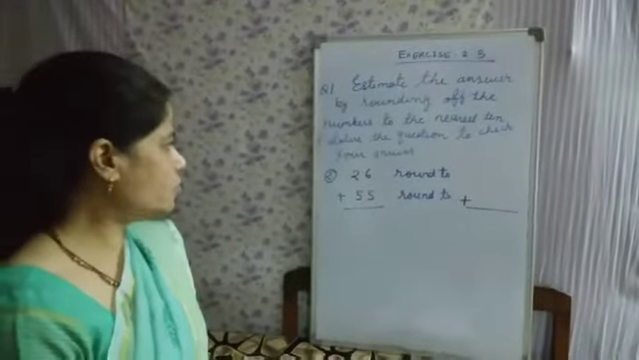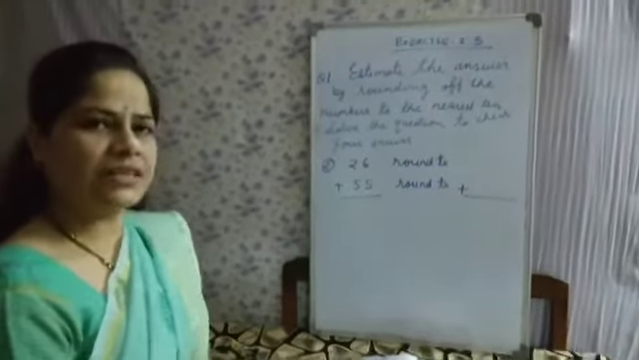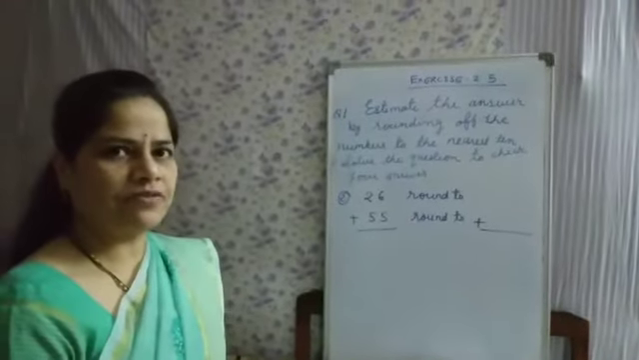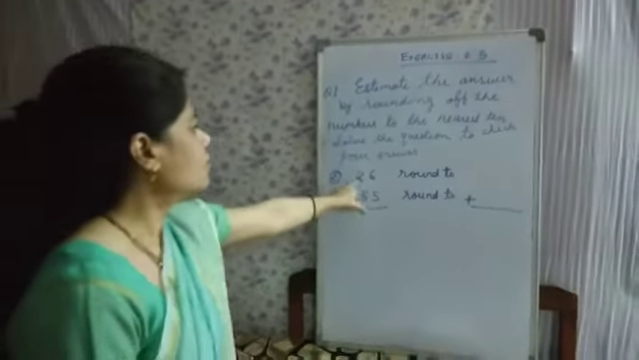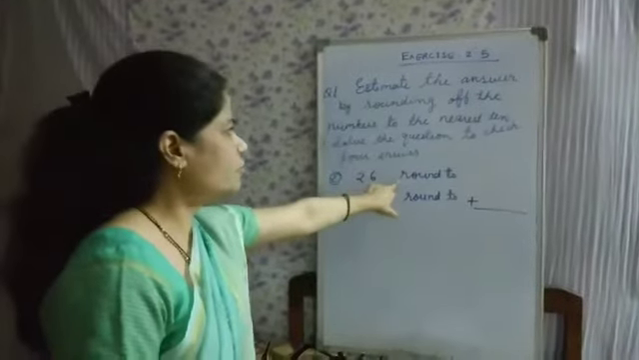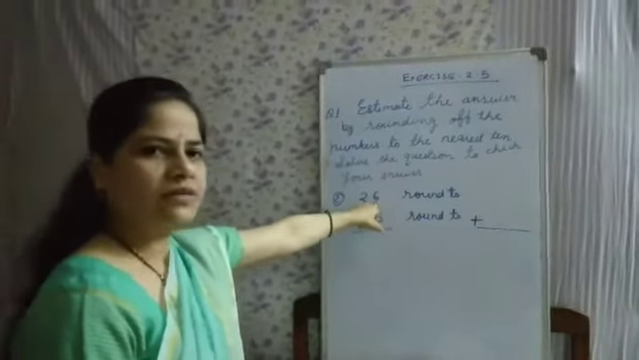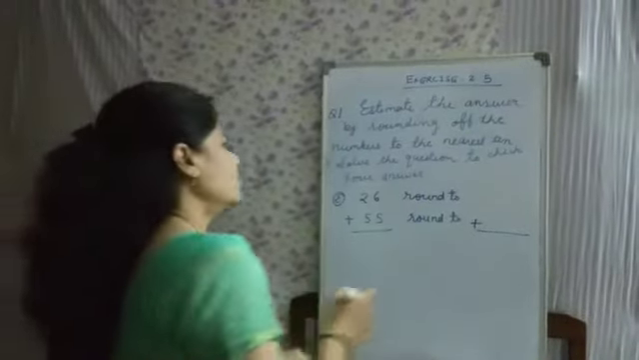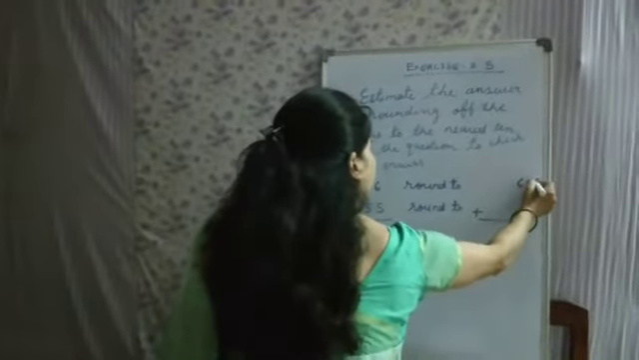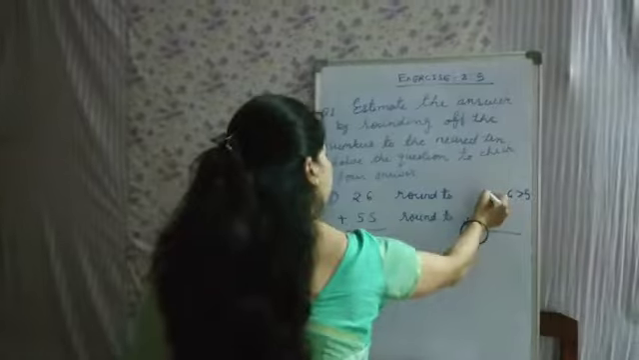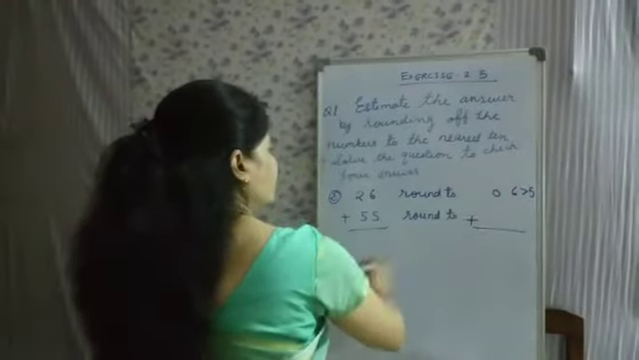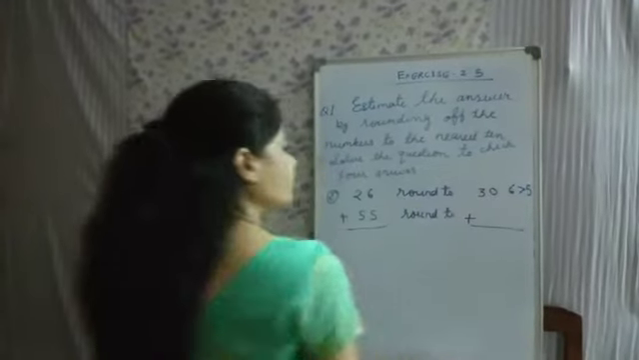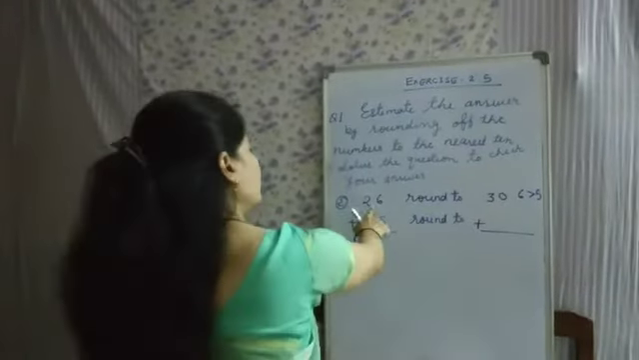Now question number 2. You have to add 26 and 55. So first you have to round off both the numbers, 26 and 55. So 26 rounded off to the nearest 10. See the digit of ones place. Here the digit of ones place is 6. 6 is greater than 5. So put 0 at the ones place and on tens place you have to write the next digit of 2, which is 3.